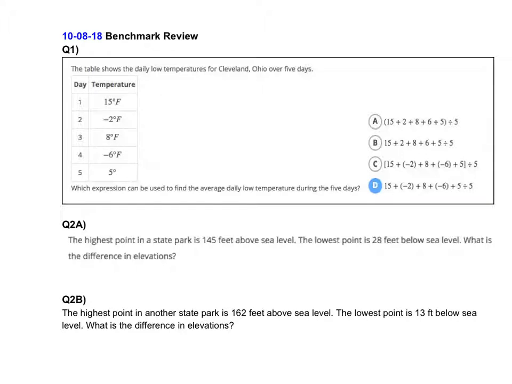The table shows the daily low temperatures for Cleveland, Ohio over 5 days, and they want to know which expression can be used to find the average daily low temperature during the 5 days. When you find the average, you have to add all of the numbers together, and then divide by the amount of numbers that were added.